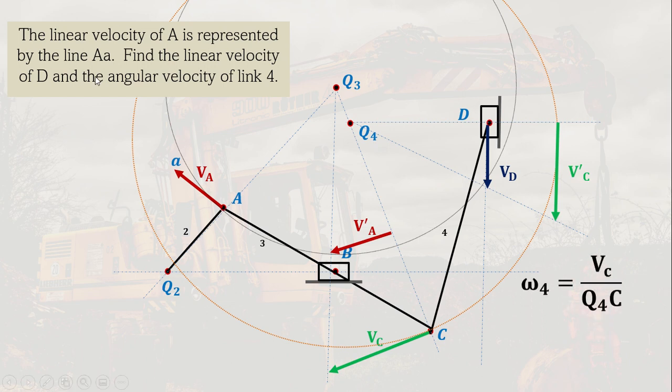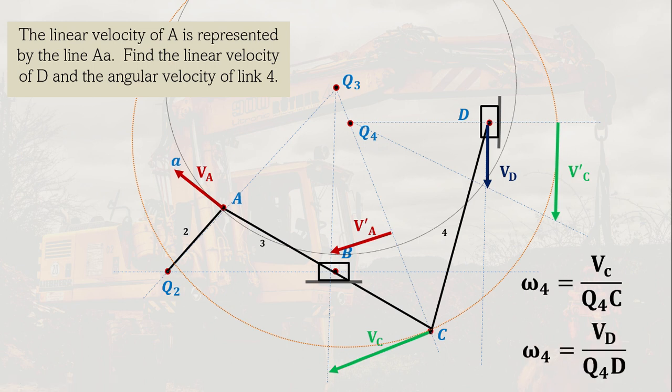So the question here is actually to get not just the linear velocity of D, so this is the linear velocity of D, but also the angular velocity of link 4. So to get the angular velocity of link 4, this is link 4, so this line BC is link 4. If you want to get the angular velocity, we will use the formula. The angular velocity of 4 is the absolute velocity of C, this one, divided by the distance Q4C.